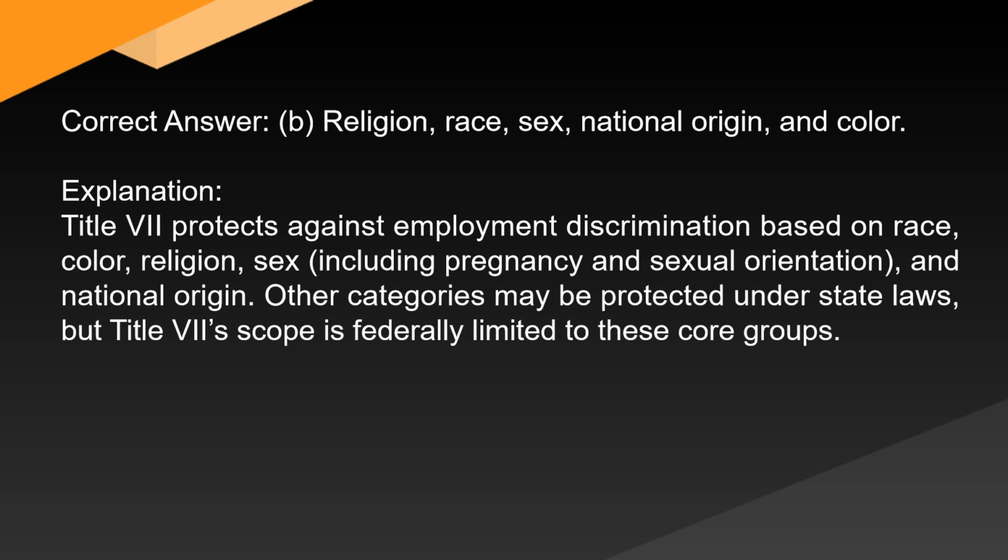Correct answer: B. Religion, race, sex, national origin, and color. Explanation: Title VII protects against employment discrimination based on race, color, religion, sex, including pregnancy and sexual orientation, and national origin. Other categories may be protected under state laws, but Title VII's scope is federally limited to these core groups.